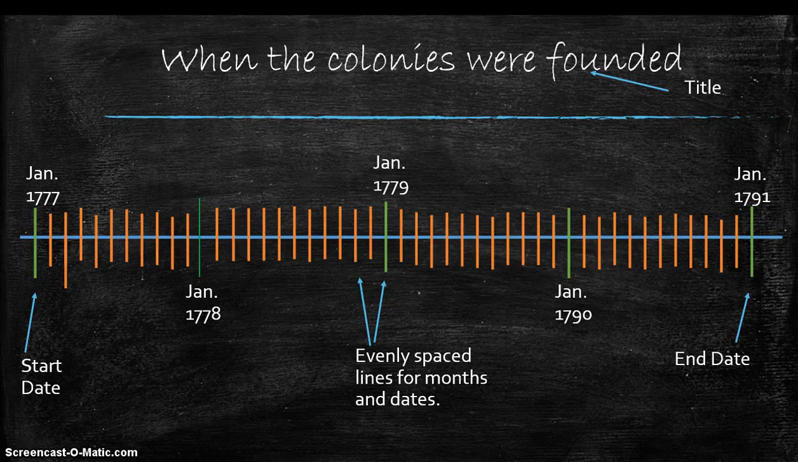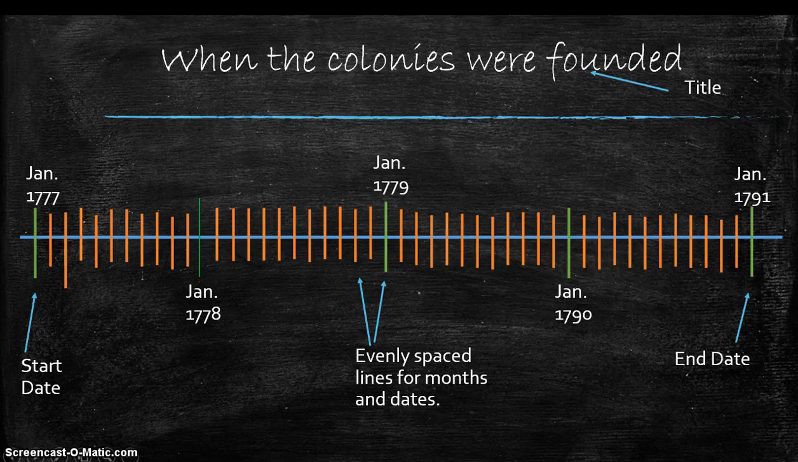The next thing we need is a start date. The start date lets the reader know when the timeline was started. So you put the start date on the very beginning of the timeline, and this shows the very first date in which we will be looking at. And the first date on our timeline is January 1777.